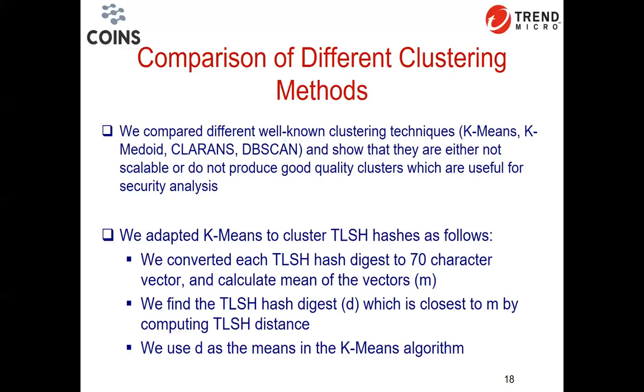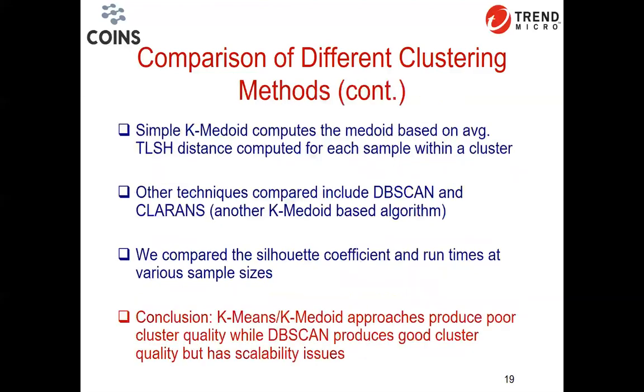Note that because convergence is not guaranteed, because we are not making use of Euclidean-based distance, we have a max iterations parameter. We set that to 100. So after 100 iterations, we terminate.